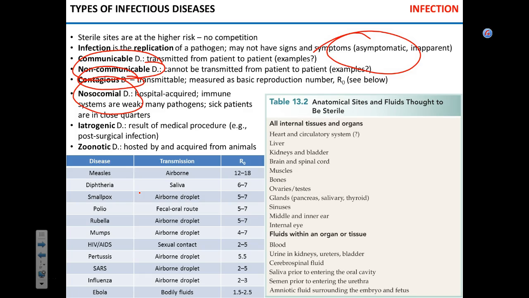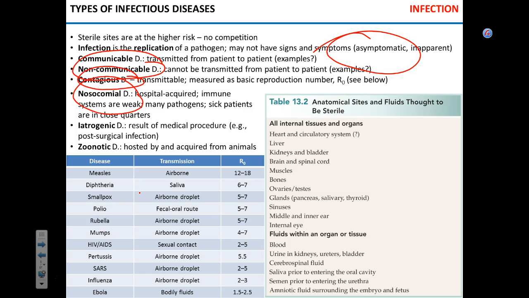Zoonotic. Acquired from animals. Any examples? Rabies. West Nile. Yellow fever. Zika. Plague. Tularemia. Brucellosis. What's that? The anthrax. There's a bunch of them. Okay?